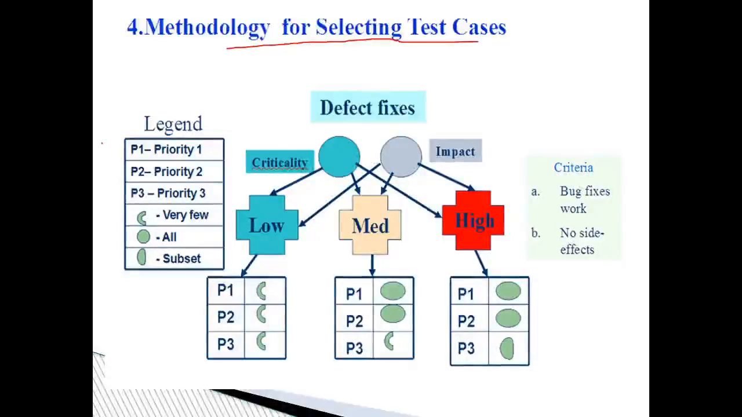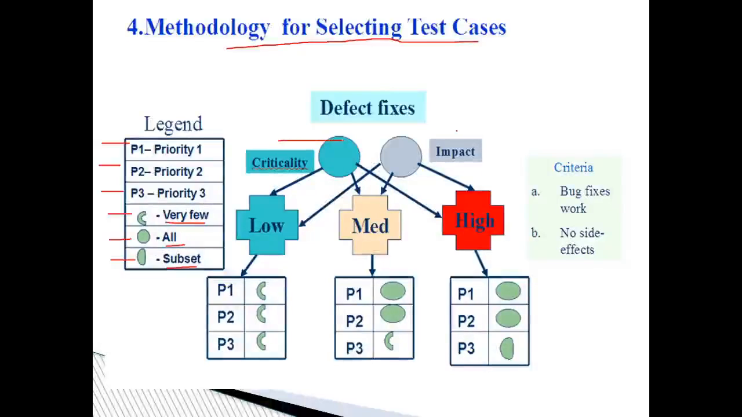Now this diagram shows priority 1, 2 and 3. Test cases are divided into priority 1, 2 and 3. So this icon indicates very few test cases, this icon indicates all test cases, and this icon indicates a subset of test cases.